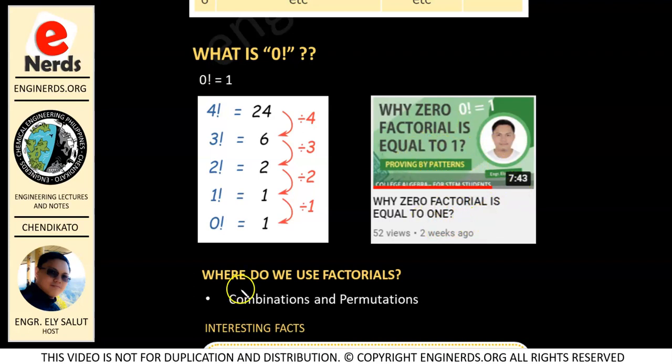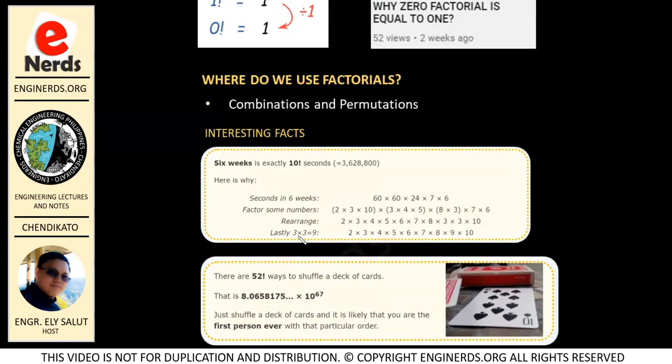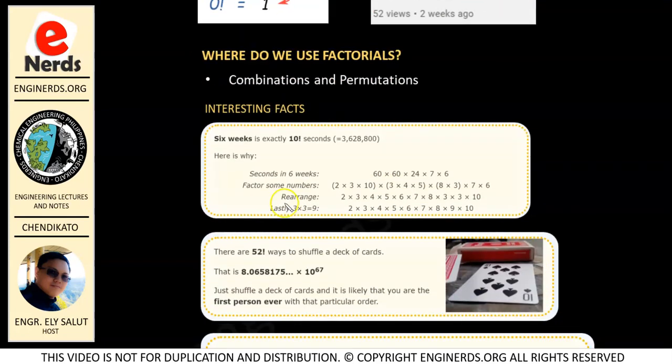Dito, ipapakita namin sa inyo nang mas maliwanag kung bakit naging 1 ang ating 0 factorial. Now, moving on, saan ba natin ginagamit yung mga factorials? Well, maraming pwedeng paggamitan ng factorials, but it is more common kapag nag-aral tayo ng statistics in combinations and permutations.